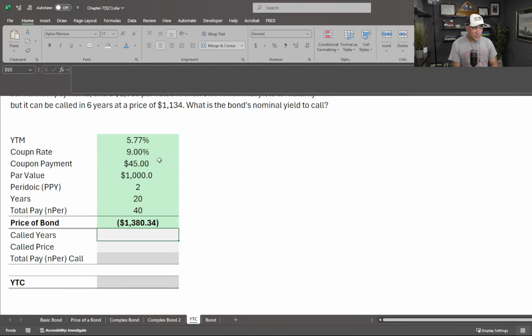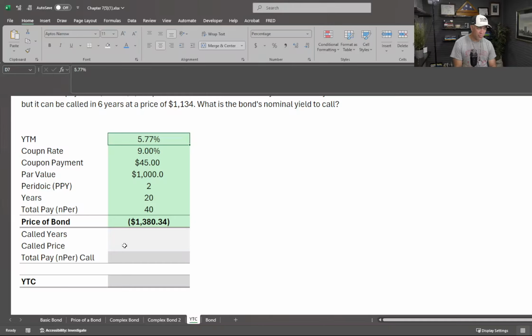So yield to maturity, I require 5.77. It means I'm willing, why am I willing to lose money on capital gains? Because they're paying me a 9% coupon. They're paying me a lot more in my interest payment. I only require 5.77. So I'm willing to lose money on the capital gains.